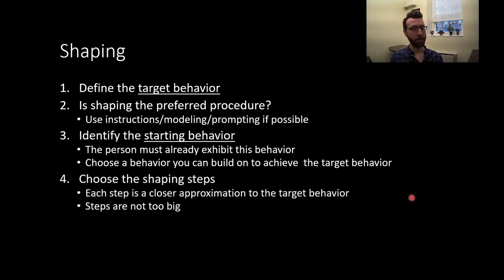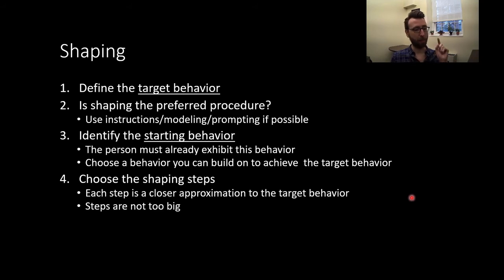So we should choose the shaping steps with care as well. Each step needs to be a closer approximation to the target behavior. So we don't want to take steps backwards. Every successive approximation should be closer to the thing that we're trying to accomplish. So in the example of learning to walk with crutches, start with holding the crutches, then start with supporting your weight on the crutches while you're in a chair, and then maybe start with just standing with some extra support with the crutches, moving successively closer to the goal with each step, making sure that things aren't too big.